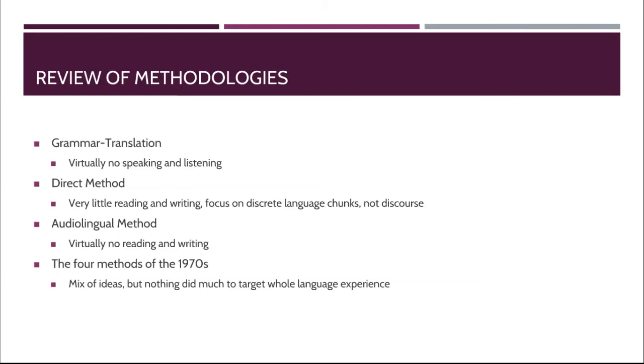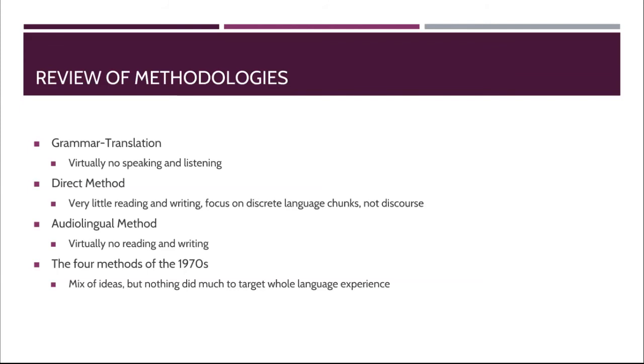Think about how they interact with the 4 skills. So we think about grammar translation. There's virtually no speaking and listening in that. In the direct method, there was less reading and writing, and also a focus on discrete language chunks and very little on discourse. The audiolingual method had virtually no reading and writing, at least in the instruction.